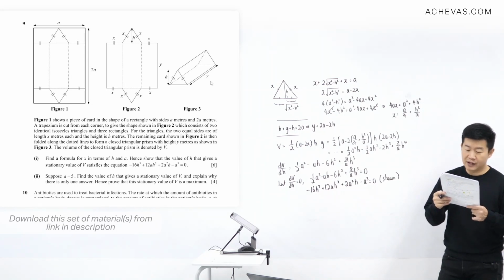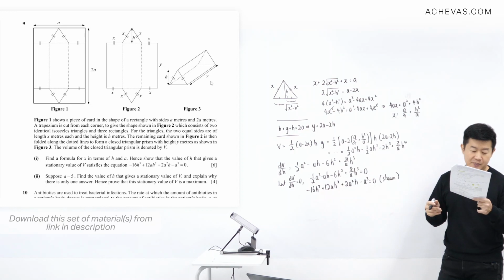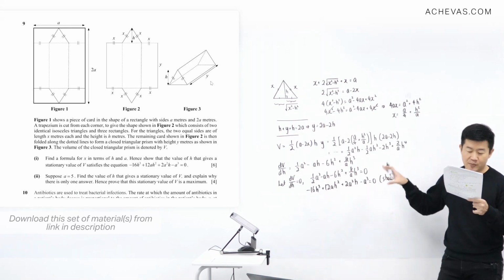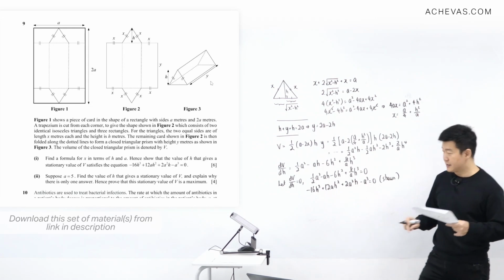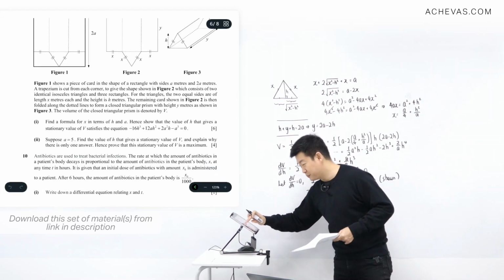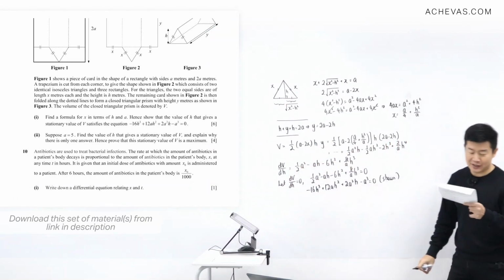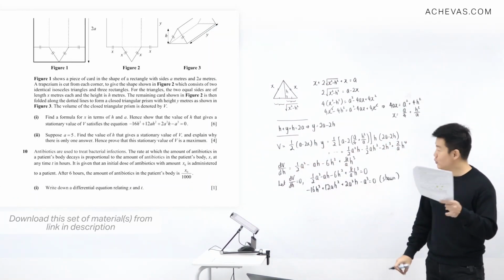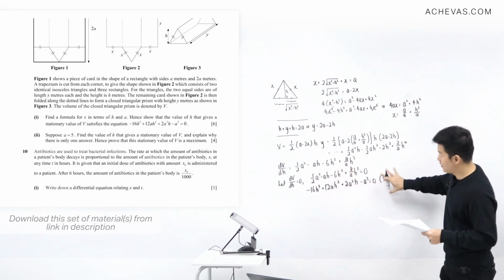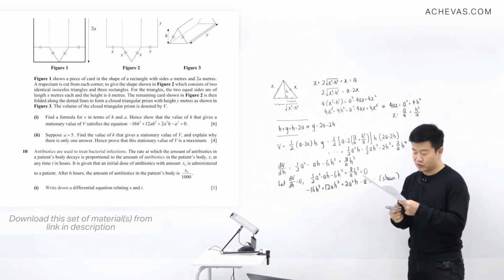So okay, we have done this, and in part 2, suppose that a is equal to 5, we are going to find the value of h that gives a stationary value. Basically, we are going to be solving this equation, explaining why there's only one answer. Okay, I've forgotten to shift this a little bit more, so now hopefully you guys can see this a little bit clearer. We are going to make use of this equation that is given. We are going to try to solve it.